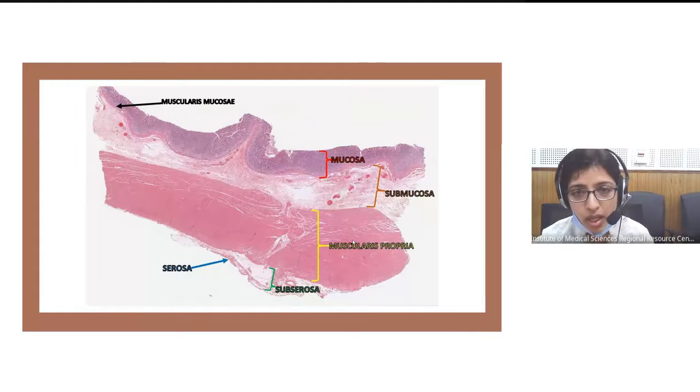Now, in the stomach, the muscularis propria is divided into three layers: the inner oblique, middle circular, and outer oblique layer. While in the other parts of the gastrointestinal tract, it is an inner circular and outer longitudinal muscle layer. Here we also have an oblique layer. Then we have the serosa.